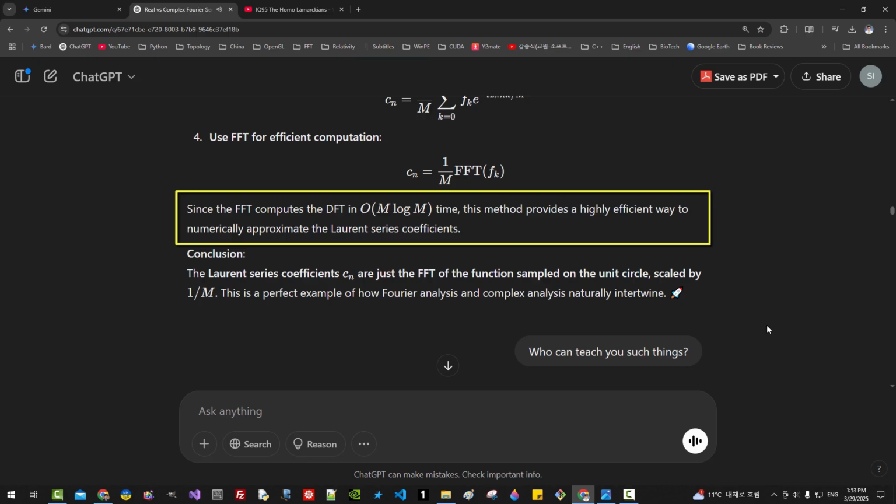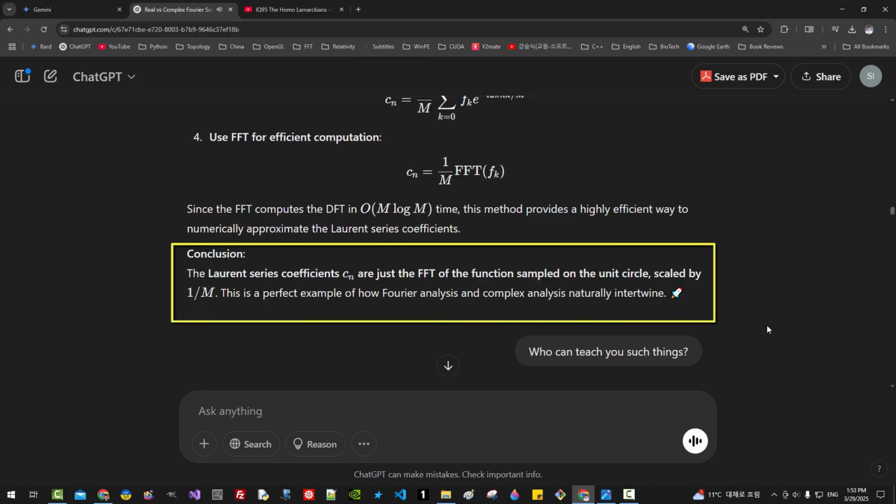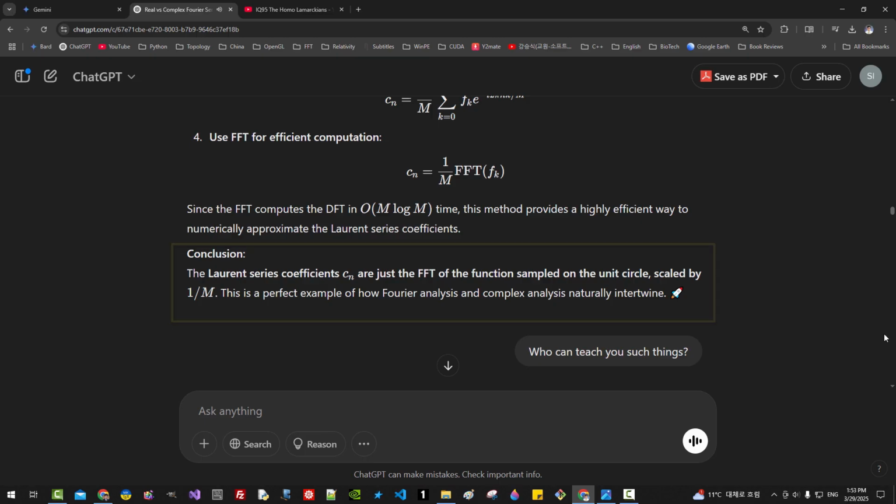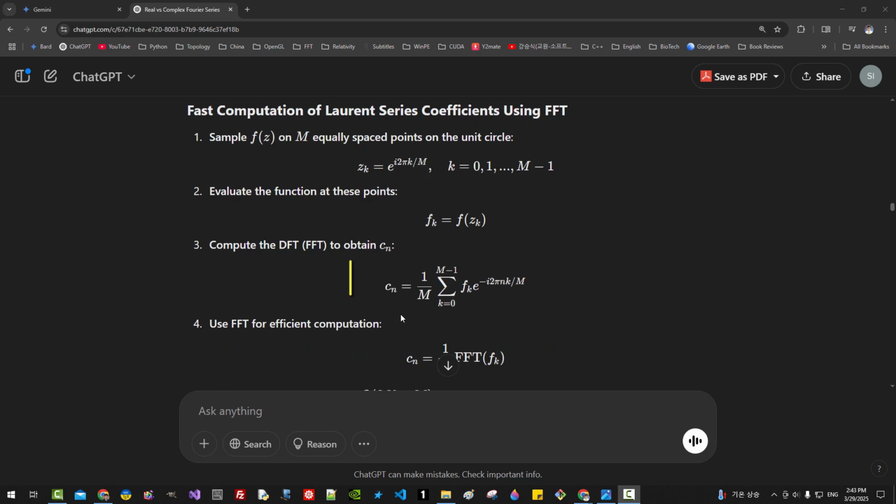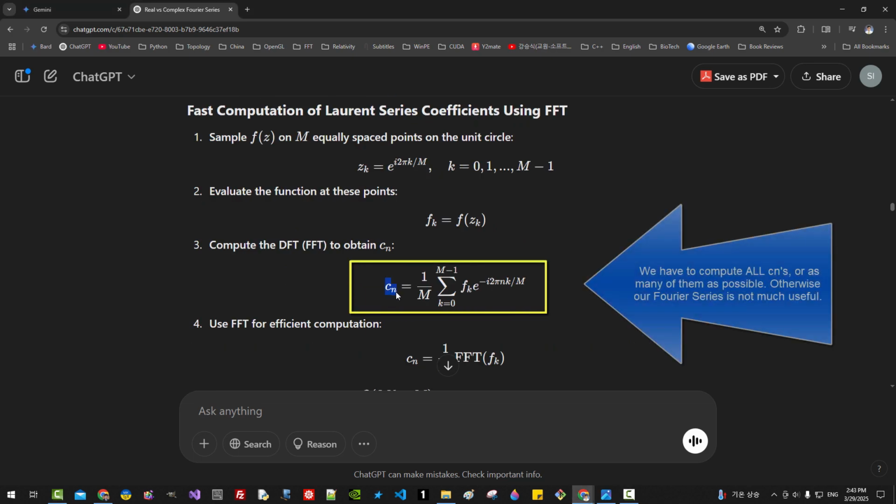Since the FFT computes the DFT in O(m log m) time, this method provides a highly efficient way to numerically approximate the Laurent series coefficients. Conclusion: the Laurent series coefficients Cn are just the FFT of the function sampled on the unit circle, scaled by 1/m. This is a perfect example of how Fourier analysis and complex analysis naturally intertwine. Please understand, we have to compute all Cn's, or as many Cn's as possible.